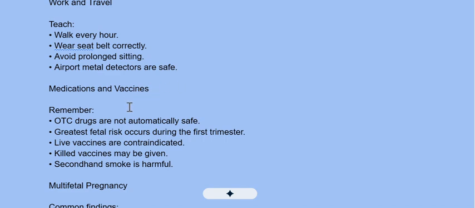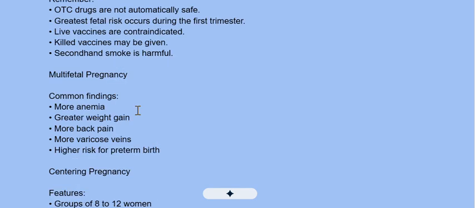Medications and vaccines. Remember, OTC drugs are not automatically safe. Greatest fetal risk occurs during the 1st trimester. Live vaccines are contraindicated. Killed vaccines may be given. Secondhand smoke is harmful. Multifetal pregnancy. Common findings: more anemia, greater weight gain, more back pain, more varicose veins, higher risk for preterm birth.